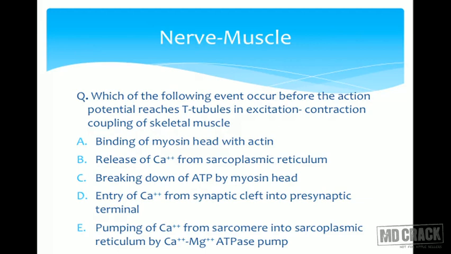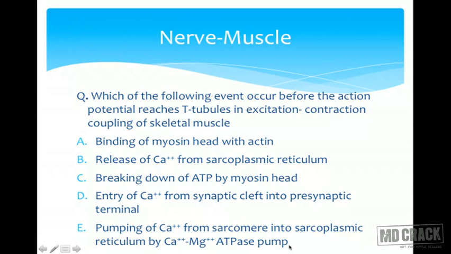Going to the next question again. Which of the following events occur before the action potential reaches the T-tubule in the excitation contraction coupling of skeletal muscle? Binding of the myosin head with actin, release of calcium from the sarcoplasmic reticulum, breaking down of ATP by the myosin head, entry of calcium from the synaptic cleft into the presynaptic terminal, and pumping of calcium from the sarcomere into the sarcoplasmic reticulum by the calcium magnesium ATPase pump.